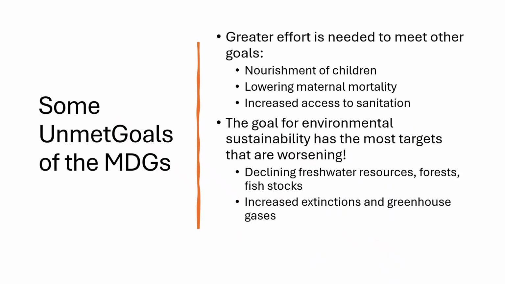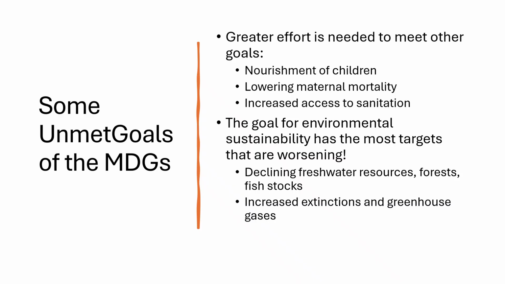So some of those goals have not been met yet. For example, ensuring that every child has access to proper nourishment has not been reached. Maternal mortality is decreasing, but it needs to lower even more. Access to sanitation should be universal, and that's still not the case.